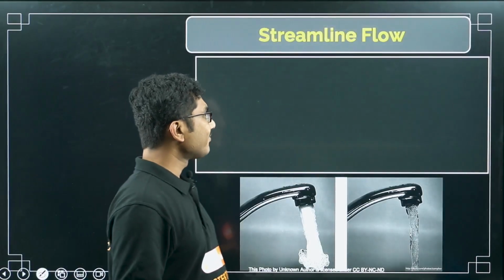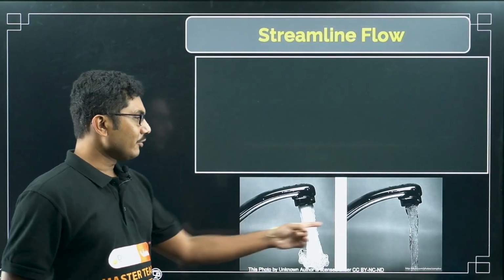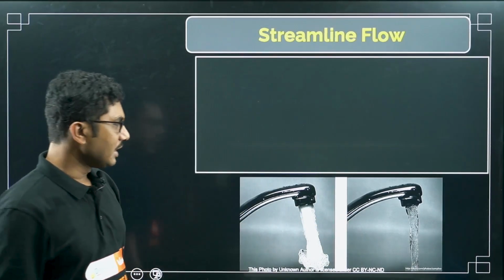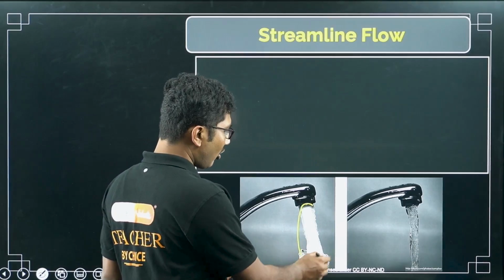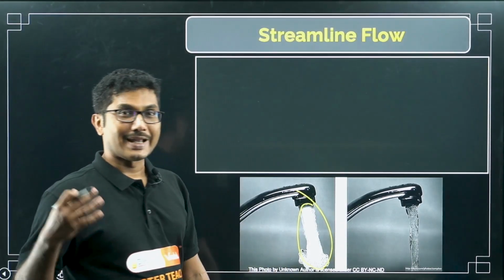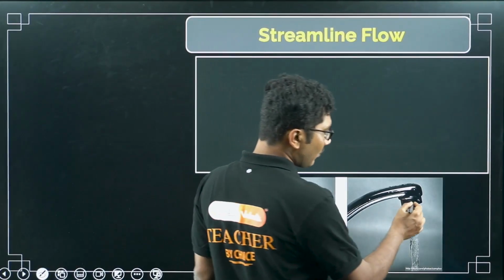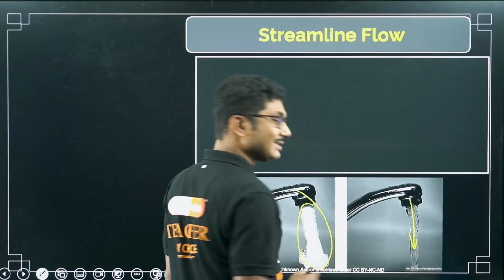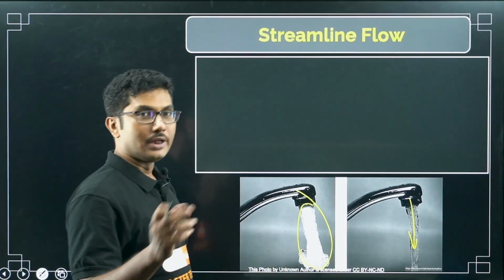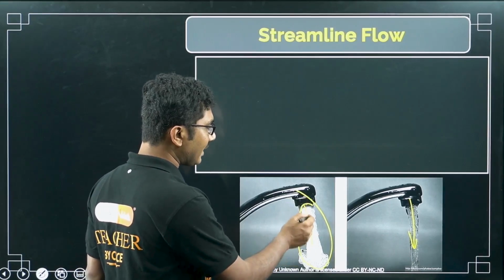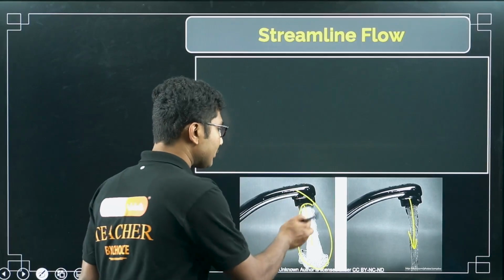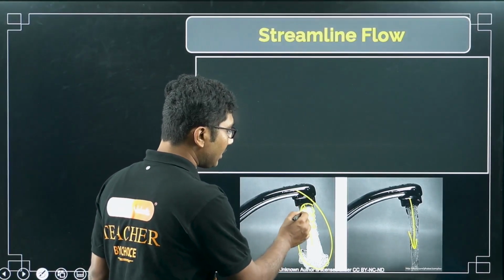Now let's move on to streamline flow. Look at these two images. How many of you have seen this kind of motion? Here you can see the water is not clearly visible. It has a lot of bubbles and the water looks hazy. But if you see here, the water looks clear. What is the difference between these two? Here the tap is opened fully, so the water is moving with a very high speed, and that's why there is all this turbulence. In between, the motion of the liquid is called turbulence.